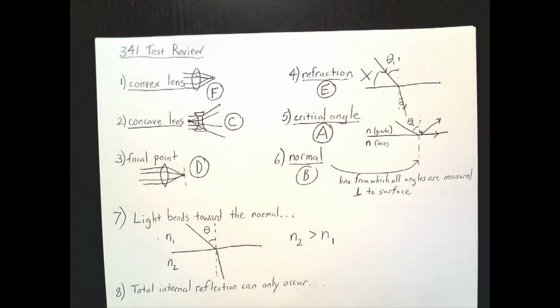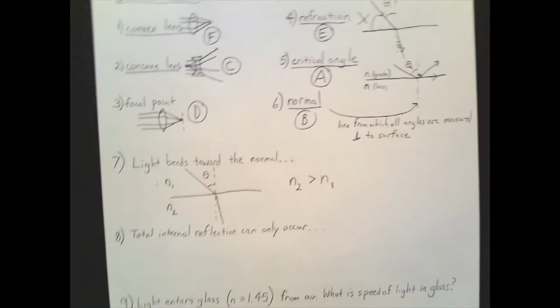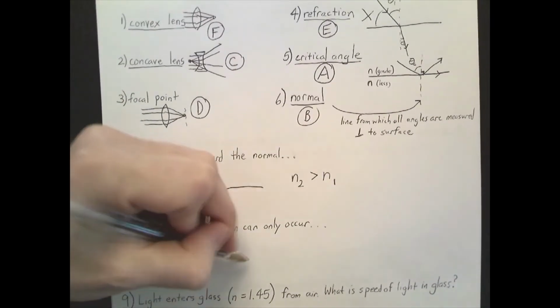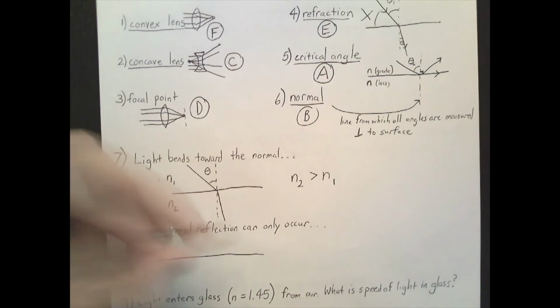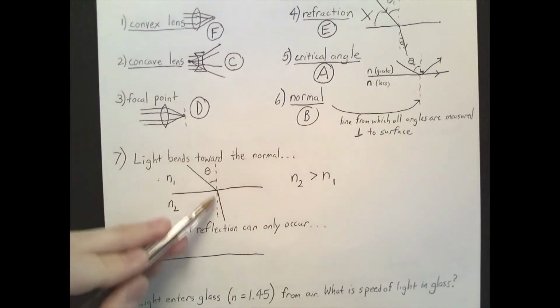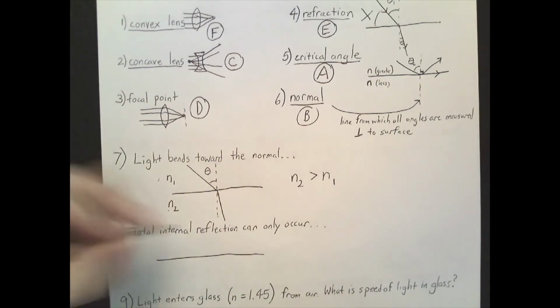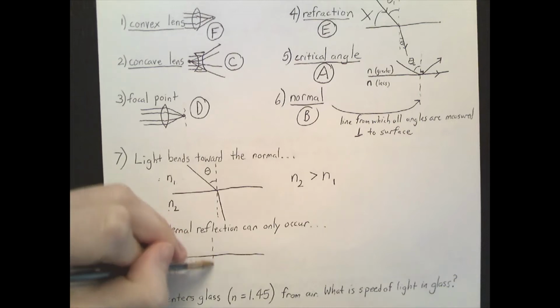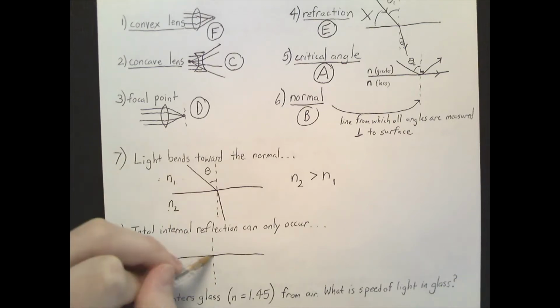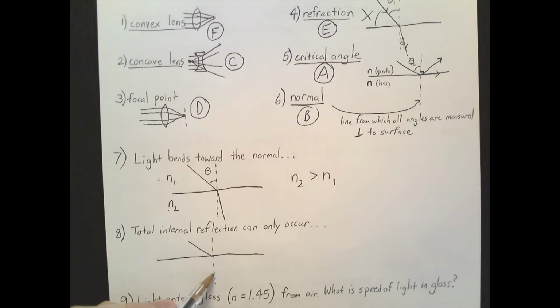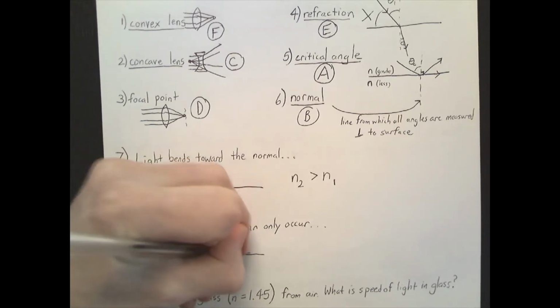Total internal reflection can only occur, we talked about this a little bit during the matching part, when light bends toward the normal when N2 is greater. In order for total internal reflection to happen, the light coming in has to bend so far away from the normal that it gets trapped back inside the material.